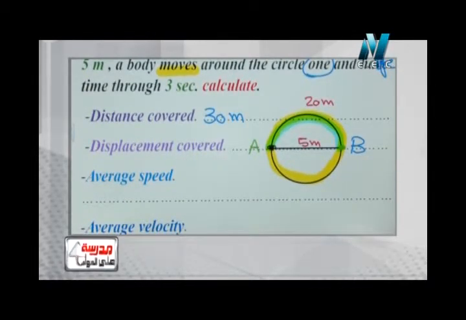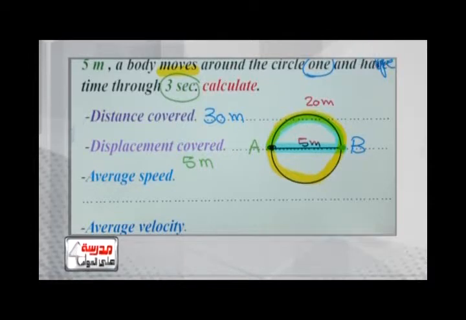Then the displacement equals how many? Of course we know the great difference between distance and displacement. From A to B, displacement equals how many? Of course it equals 5 meters, through how many? Through 3 seconds.